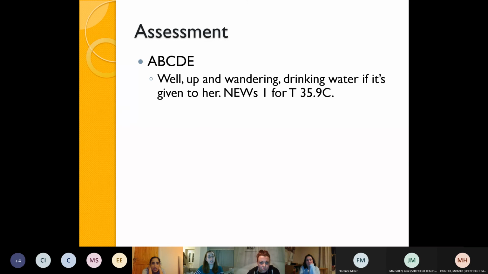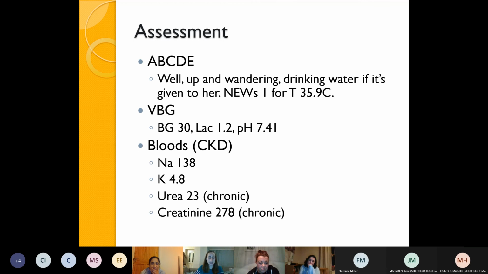So we're doing assessment. She's well. She's wandering around. She'll drink if you give it to her. Her NEWS score is 1 for a temperature of 35.9. So we do a VBG and send off some lab bloods at the same time. Blood glucose is 30, so it's just over that limit. pH is fine. Lactate's fine. And these are the bloods that have come back. So her urea is high and her creatinine's high, but we know she's got CKD and it's not an AKI. She's not particularly dry for her.